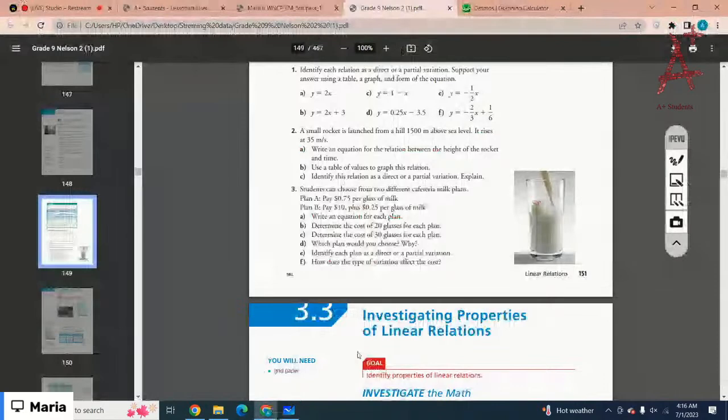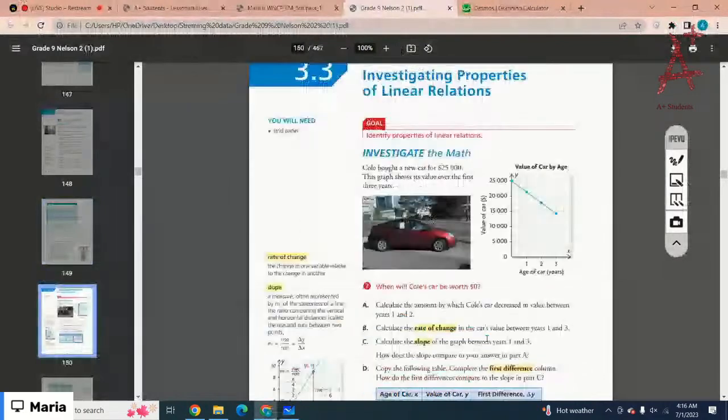Okay, let's just start with the next one, that is investigating properties of linear relations.